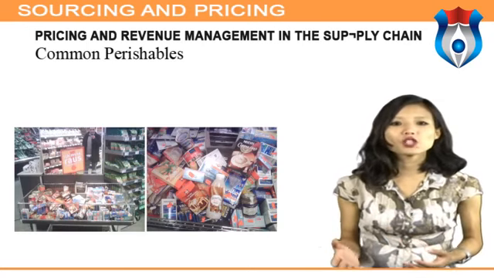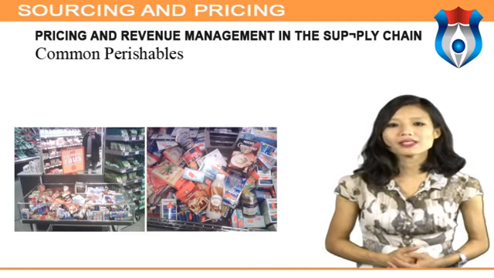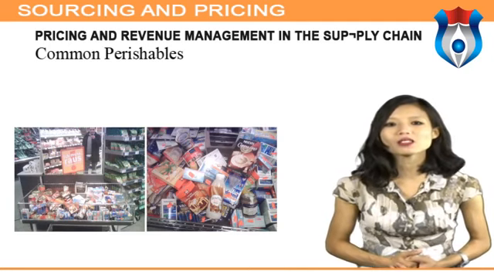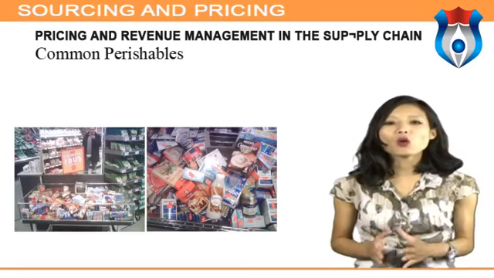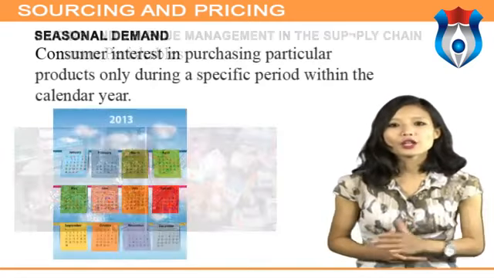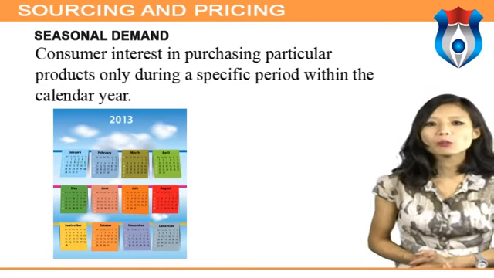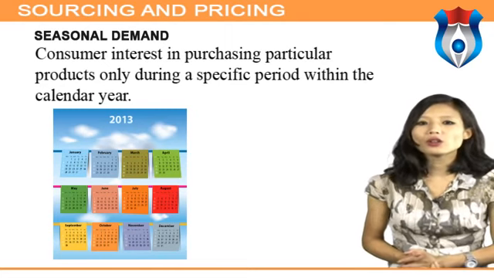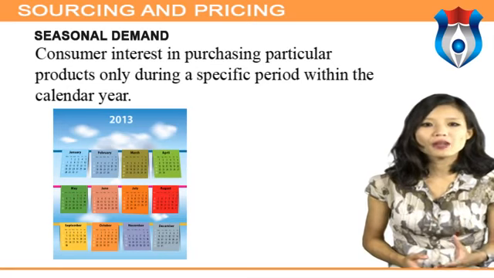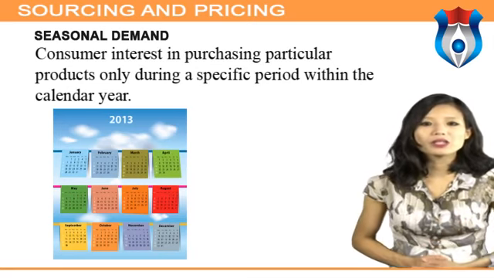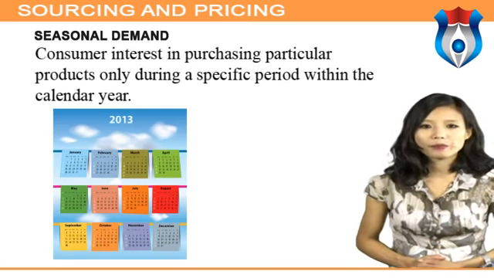Dairy products, fish products, fruits and vegetables are examples of time and temperature sensitive perishable products that can rot or spoil easily. Consumer interest in purchasing particular products only during a specific period within the calendar year, for example Christmas ornaments and snow ski equipment, is subject to seasonal demand.